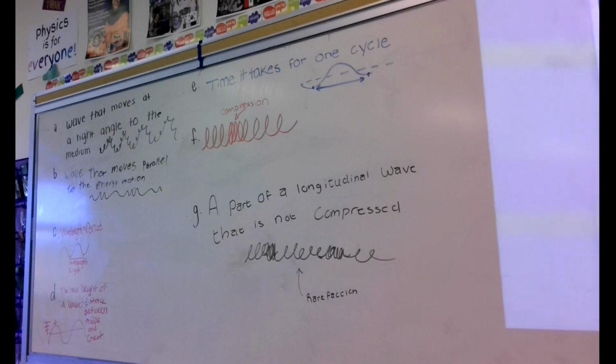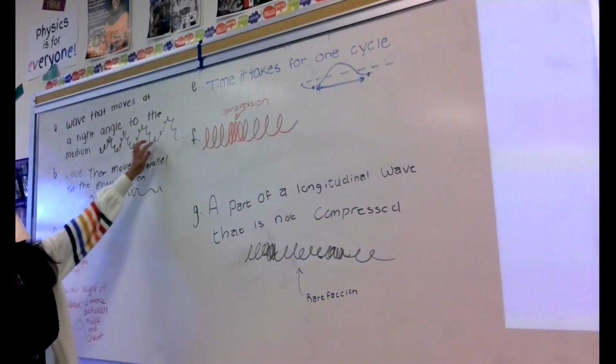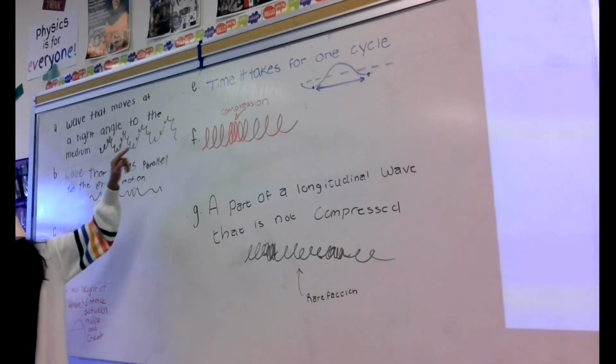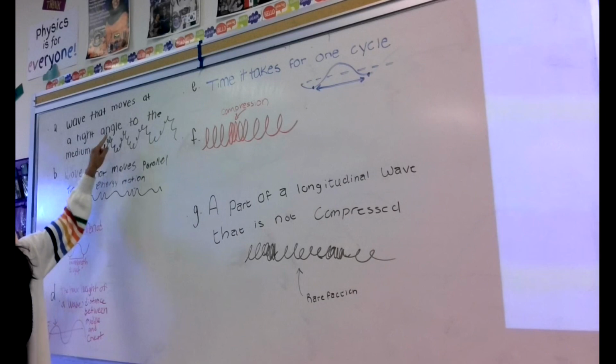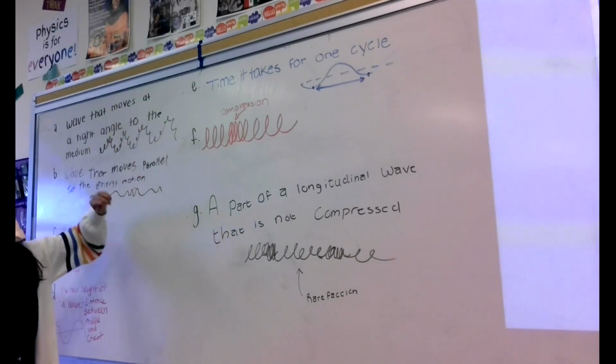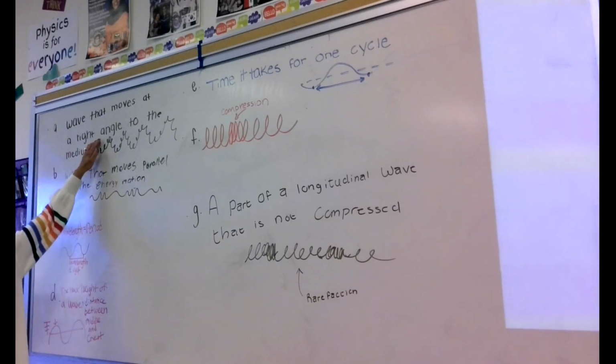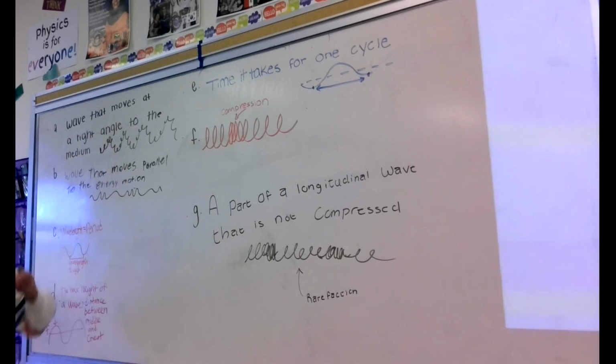Let me grab my warm-up. Okay, first one is a transverse wave. I have an image with a slinky. It has crests and troughs. I need to use the right vocabulary. And then the definition is that it moves at right angles, or perpendicular, to the medium.